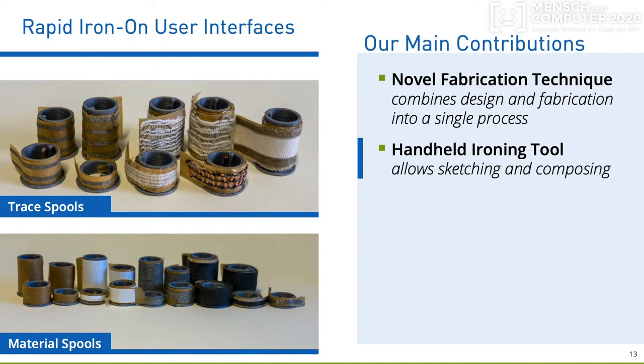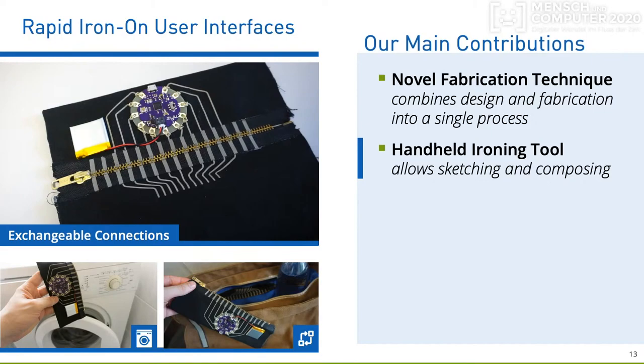Besides the different trace spools, we further present spools with isolation, conductive or resistive materials that allow designers to directly iron on versatile circuits and sensors onto the fabric. In addition, we introduce zip-on connections as exchangeable mechanisms for multiple purposes, like detaching electronic parts before washing or changing models depending on the context.